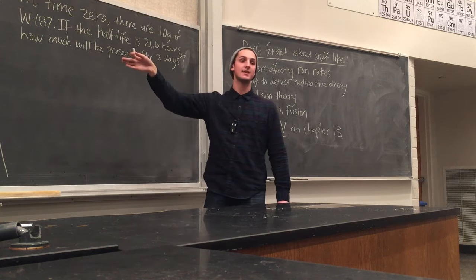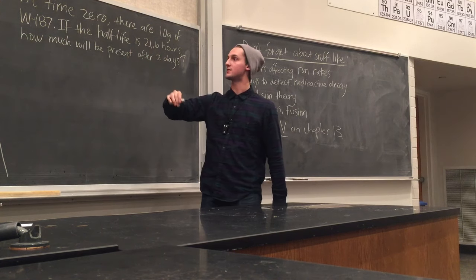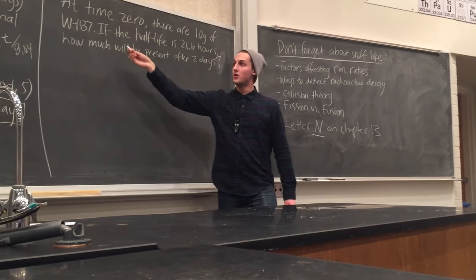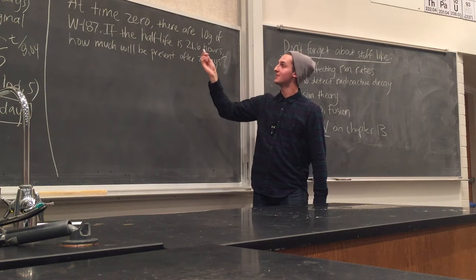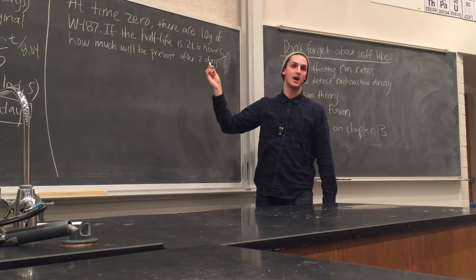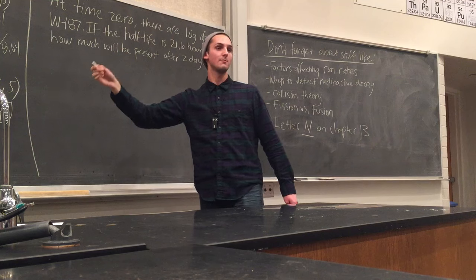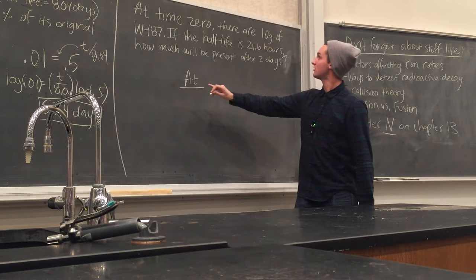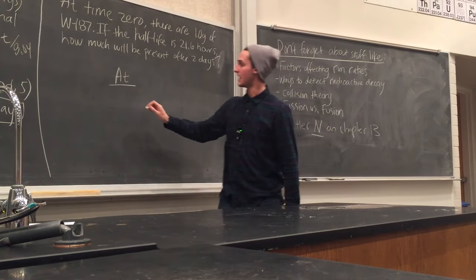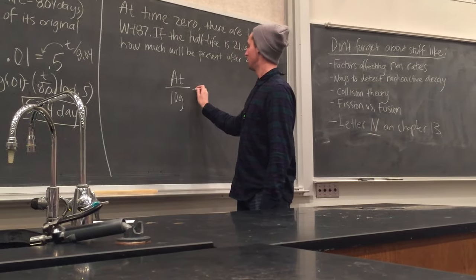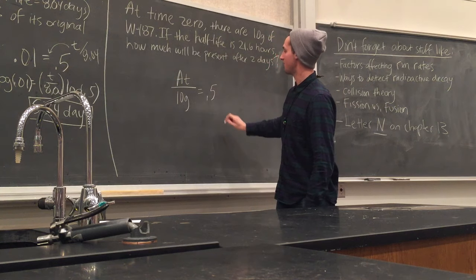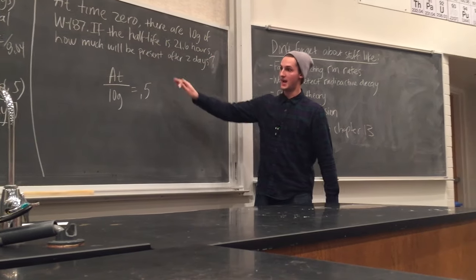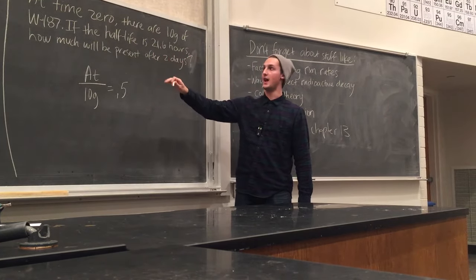Okay? So I'm going to use the same exact equation and start plugging stuff in. Notice that I want to find out how much is left after a certain amount of time. So A_t is going to be what I'm solving for. So A_t is my unknown. My initial amount is 10 grams. And that equals 0.5. And then I have t over t_1/2.